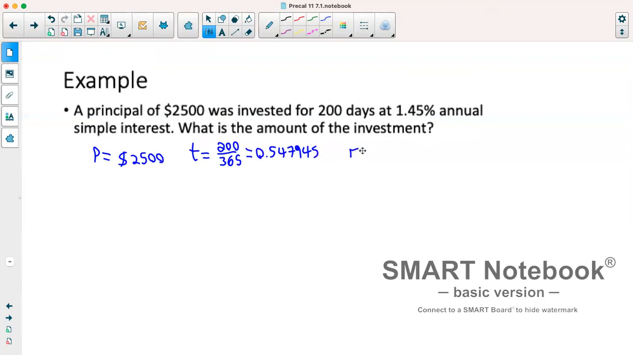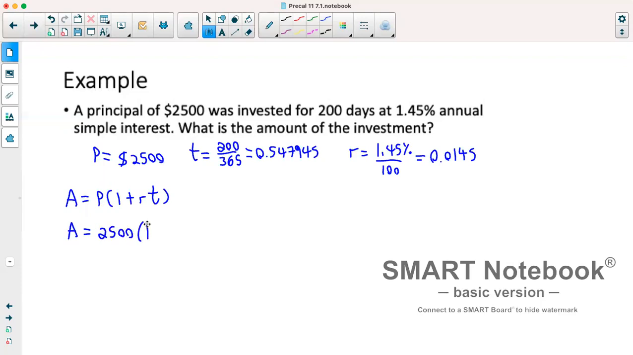And then we're given an R of 1.45%. We're going to want to divide that by 100. So that gives us 0.0145. Now, on that previous page, I would use the formula A is equal to P times 1 plus RT. And we'll substitute in our information. So we have A is equal to 2,500 times 1 plus 0.0145 times 0.547945.